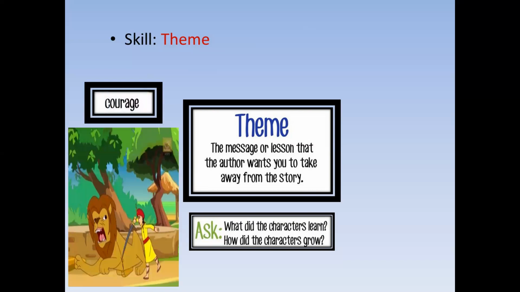Courage. Look at this picture. We can learn courage from this picture. So the lesson that we can get from this picture is courage. We can say he is courageous, right?